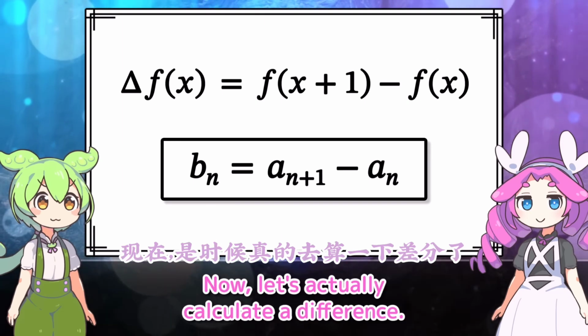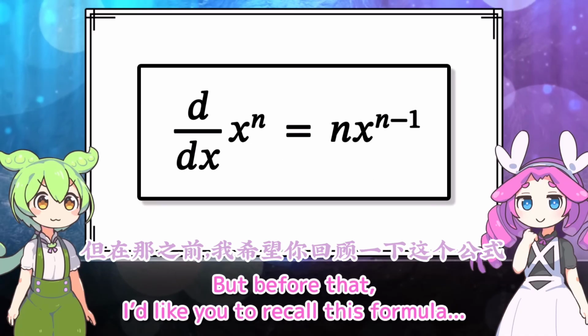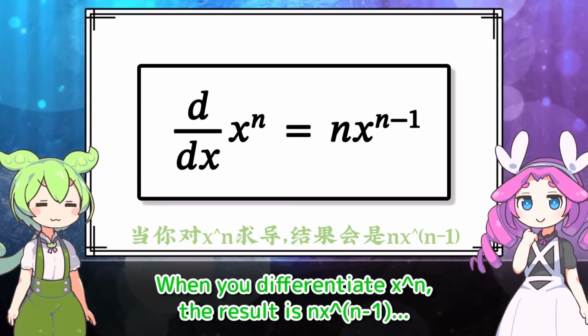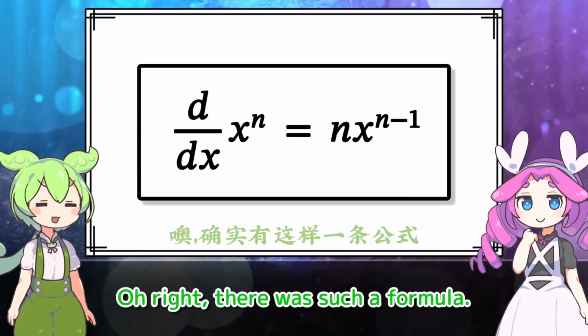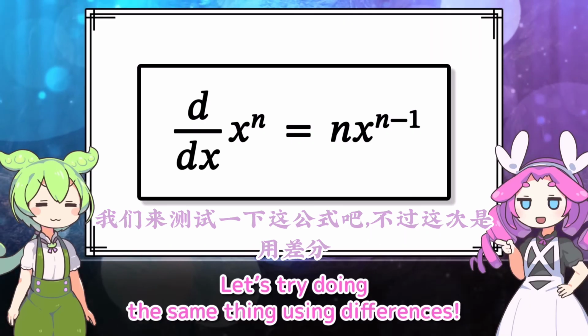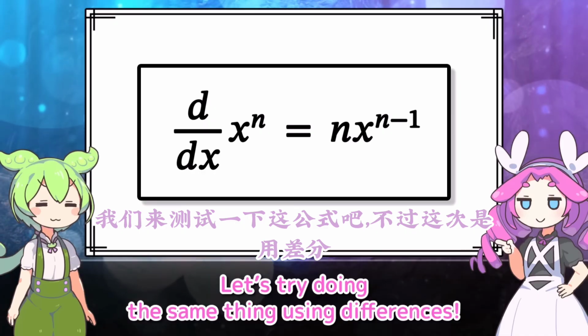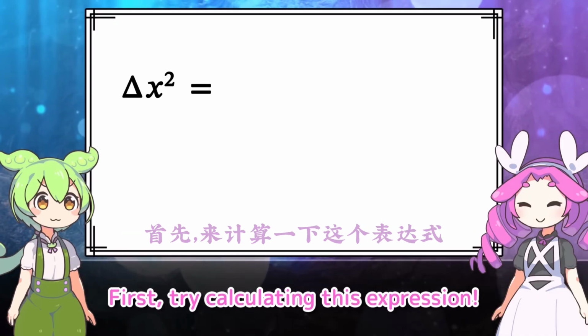Now, let's actually calculate a difference. But before that, I'd like you to recall this formula. When you differentiate x to the n, the result is n times x to the n minus 1. Oh, right, there was such a formula. Let's try doing the same thing using differences. First, try calculating this expression.